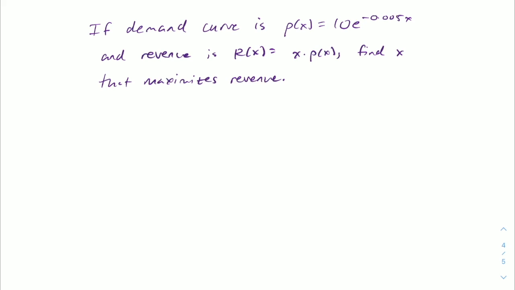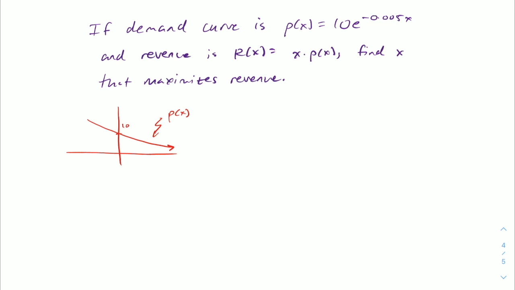Okay, so this is an example of an optimization problem. We have a demand curve given by 10e to the negative 0.005x. We sketch this function. It has an intercept of 10, and it decays pretty slowly. So this is my p of x function.